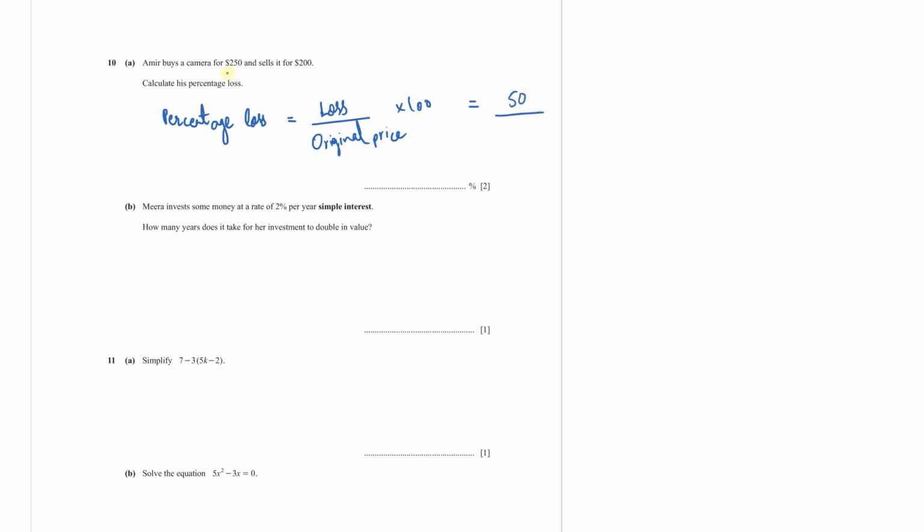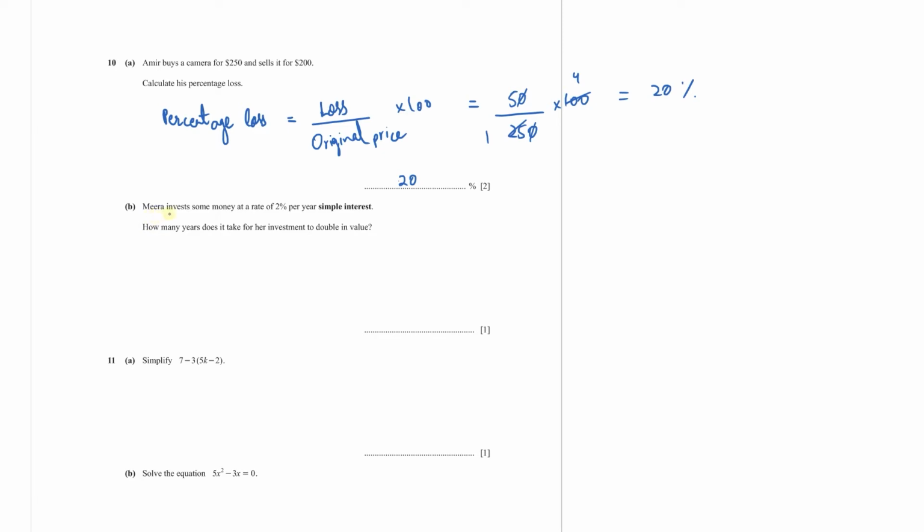So the loss is $50. And what was the original price that he bought it for? The purchase price was 250 into 100. So this 0 and this 0 cancel out. 25 times 1 is 25. 25 times 4 is 100. So 5 times 4 is 20%. So your answer here will be 20%.